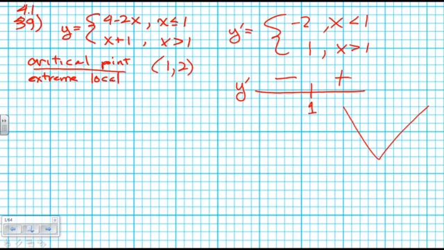All right. So our conclusion is that at this critical point of 1, 2, what's going on? Okay. It has a local minimum of 2 at x equal 1. Again, I want to always tie the word minimum and maximum to y values. It has a local minimum of 2 at x equal 1.